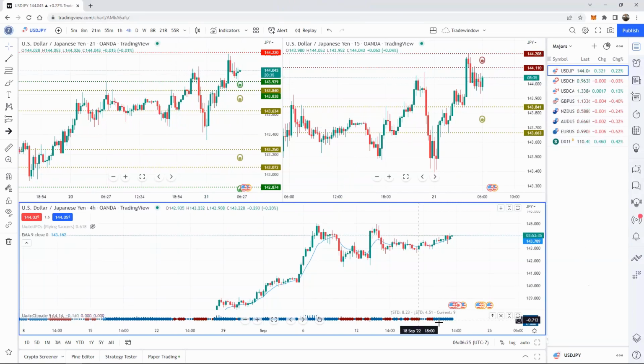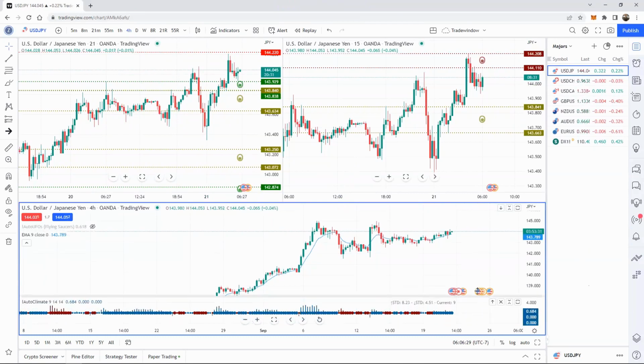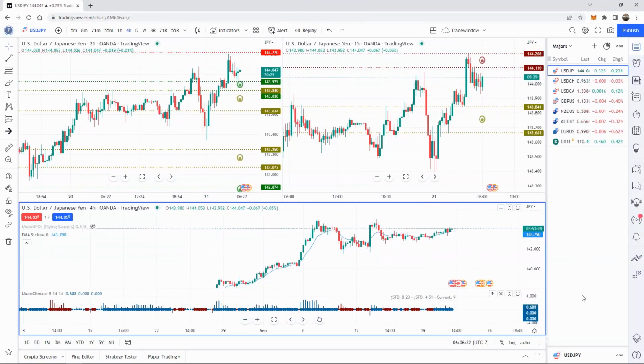As you see right here, we have an indicator loaded that may not be typical to your TradingView. If you want to get access to this indicator, it's actually free on our website, tradewithufos.com. I'm just going to share it here with you.